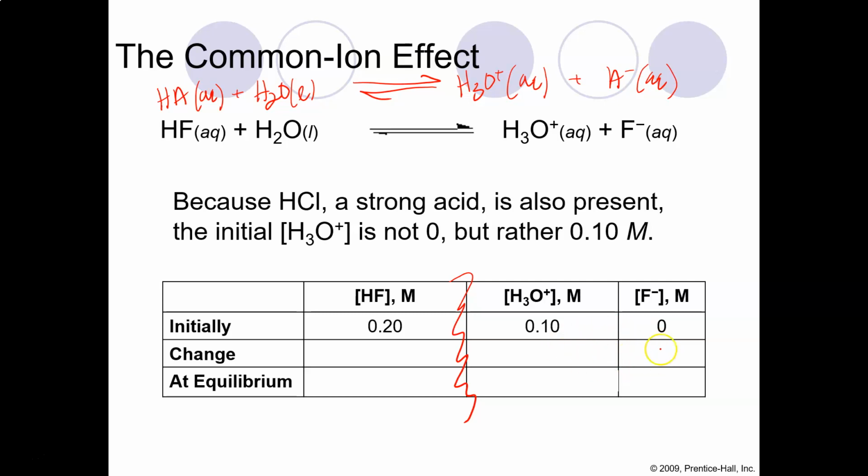Well, the product side has to be positive changes because the F minus is a 0, so it has to increase. So I'm going to have minus X, because only 1X because there's 1 HF, plus X because there's 1 H3O+, and then plus 1X because of F minus. So again, the 0.10 number is coming from the 0.10 HCl.